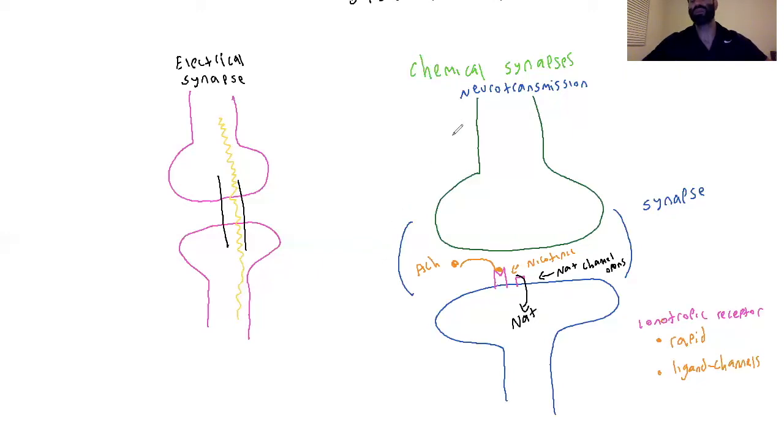Neurotransmission is when two neurons join at a synapse. The presynaptic neuron is going to release neurotransmitter. The neurotransmitter binds with the receptor, and it usually is going to open up a channel.